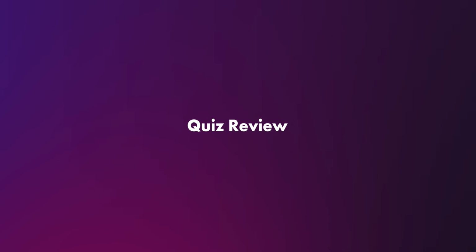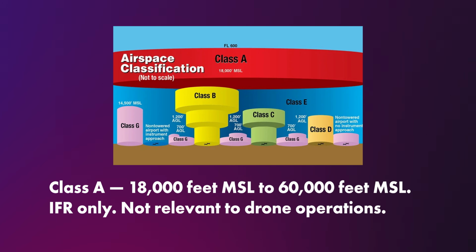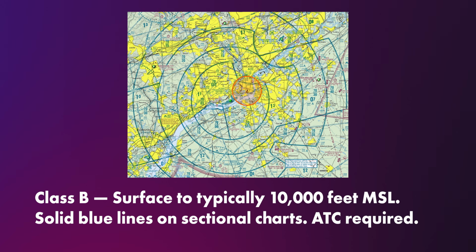Before the quiz, let's put everything together. Here's your at-a-glance summary. Class A is 18,000 feet MSL to 60,000 feet MSL. IFR only, not relevant to drone operations. Class B is surface to typically 10,000 feet MSL. Solid blue lines on sectional charts. ATC authorization is required for drones.